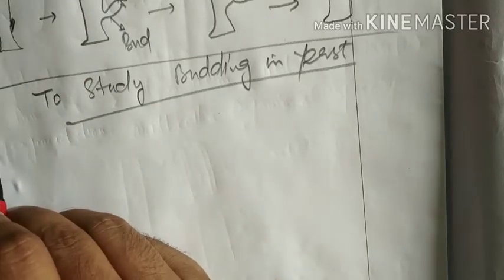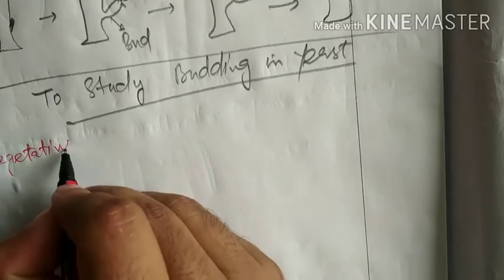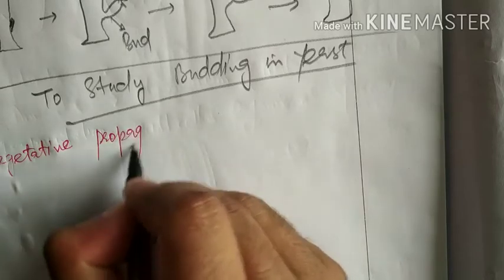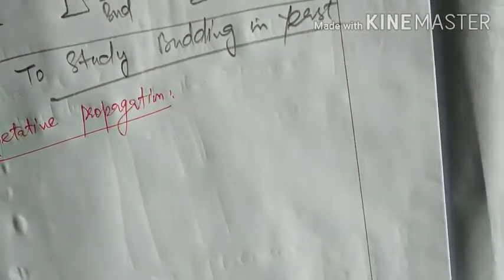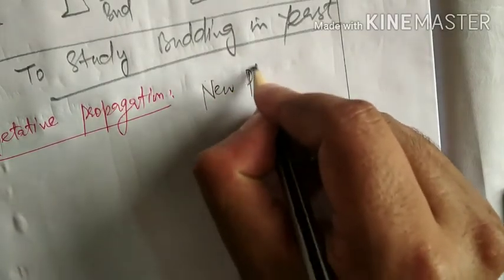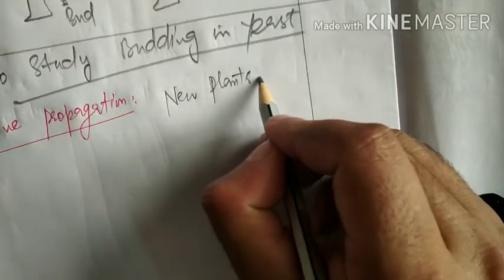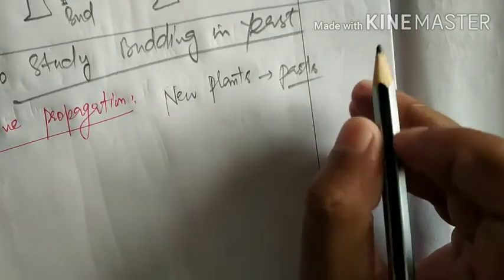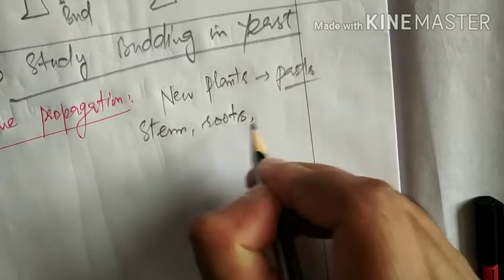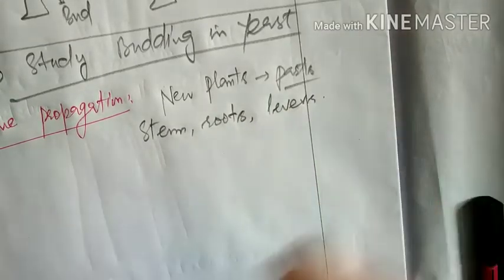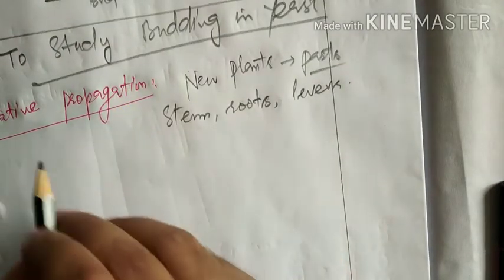Now the next important mode of asexual reproduction is vegetative propagation. Vegetative propagation means new plants are obtained from the parts of old plants, like the stem, roots, leaves, and other body organs. So there are different ways by which we can study this vegetative propagation.